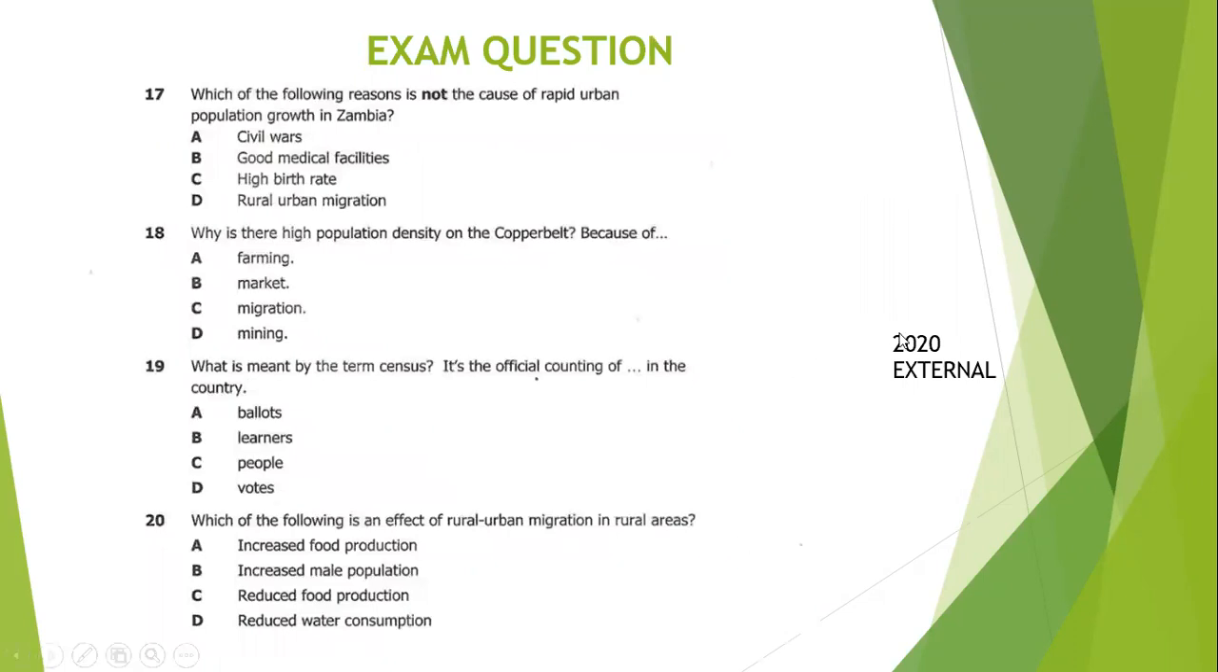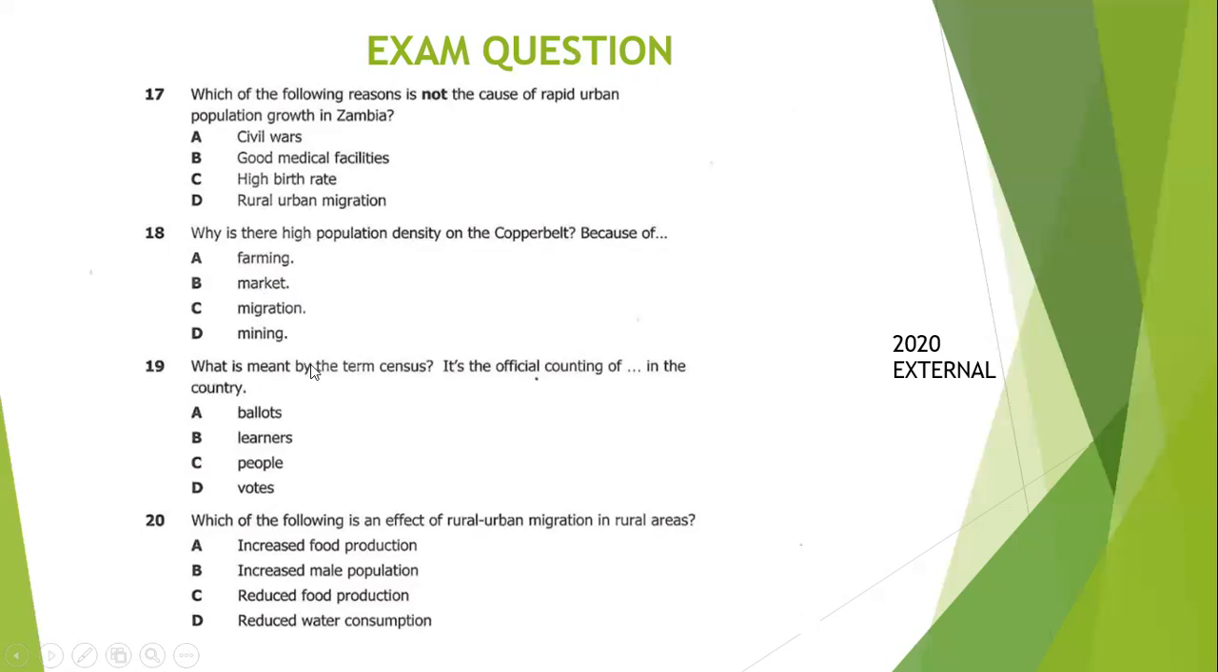This is now the 2020 external extract, which says, which of the following reasons is not the cause of rapid urban population growth in Zambia? Civil wars, good medical facilities, high birth rate, rural urban migration. So all these are factors leading to population growth, except civil wars. We don't have civil wars leading to that in Zambia. So the best possible answer here is A, which is civil wars, because the question is saying which is not the cause. So why is there high population density on the Copper Belt? Because of farming, market, migration, mining. So on the Copper Belt specifically, we're looking at mining. So the answer here is D.